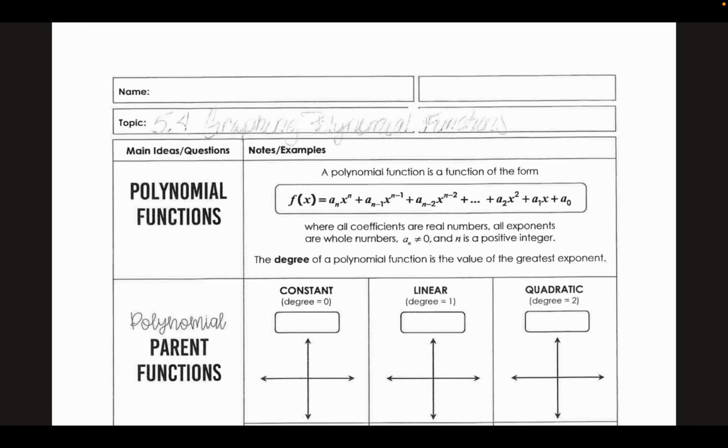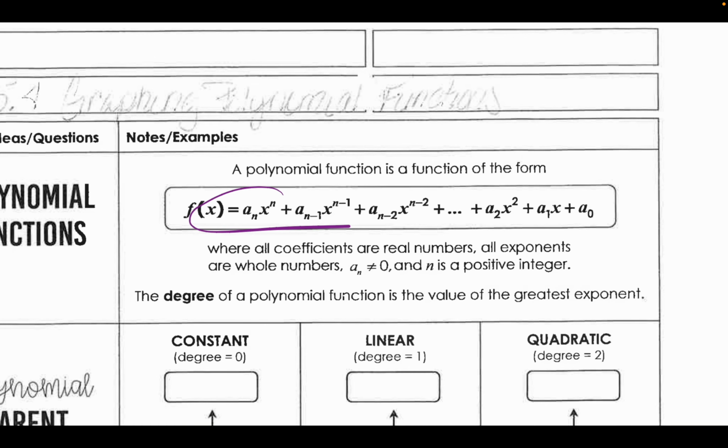Welcome everybody to Algebra 2 Section 5.4, Graphing Polynomial Functions and Finding Roots/Zeros. So a polynomial function is a function of the form following, and this has a lot of math jargon in it and is thus very confusing.